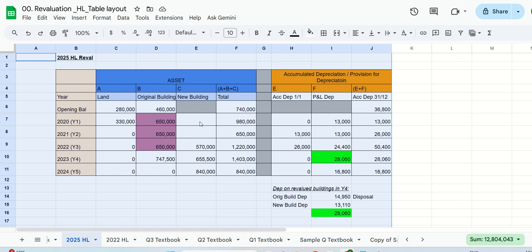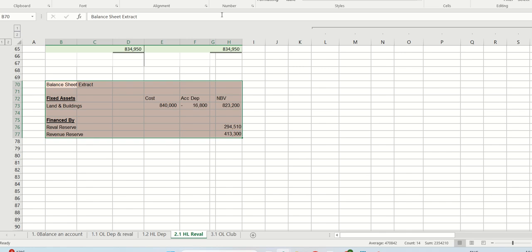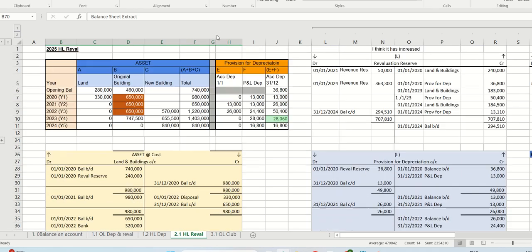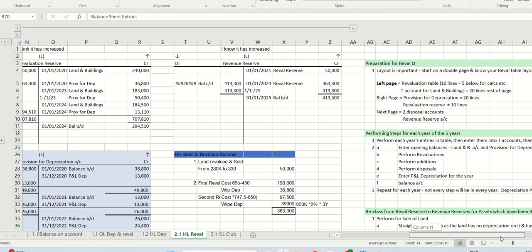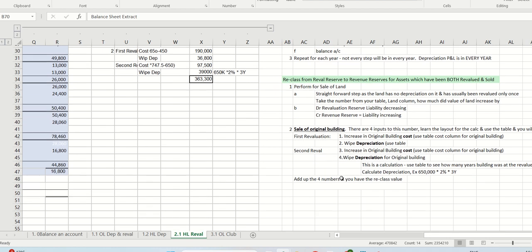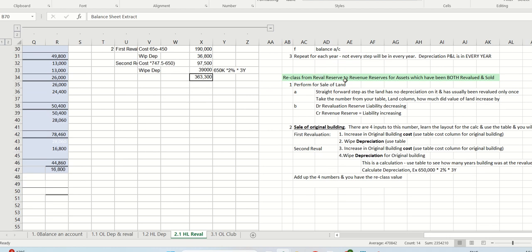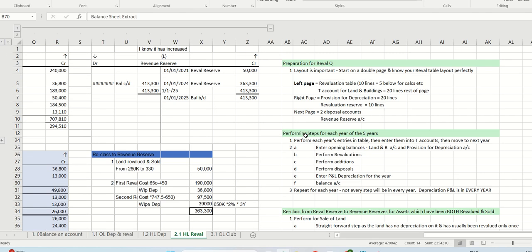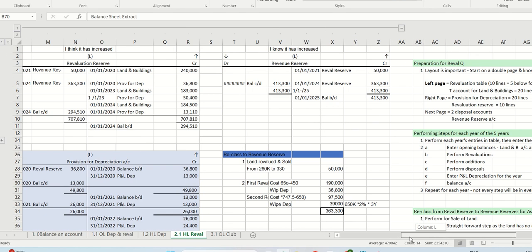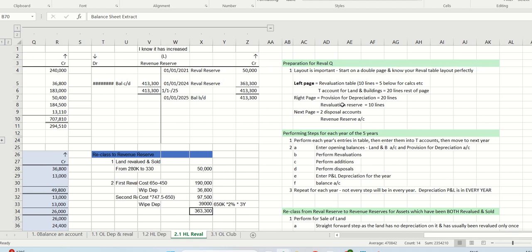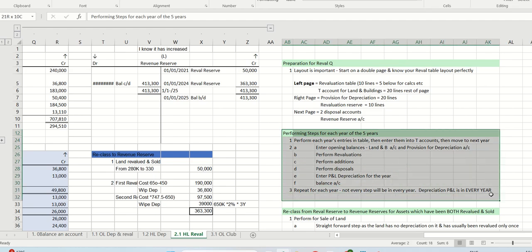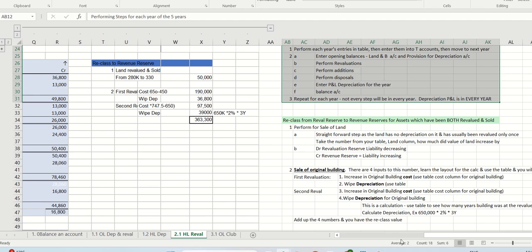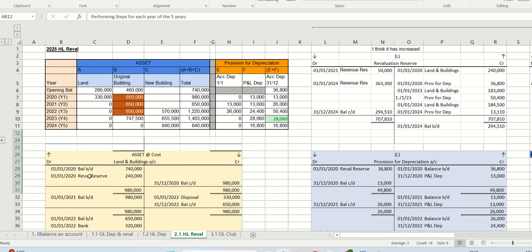So guys, in summary, right? This is a brilliant question, very doable, very repetitive. The only challenging bit really is the bit at the end, the reclass from the reval reserve to the revenue reserve. But speed is king for this. You have to practice it. So please lay out your table, lay out your pages correctly. Follow these steps so you don't miss anything. Balance your accounts really quickly.